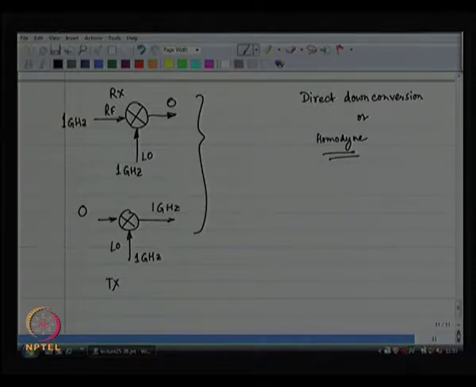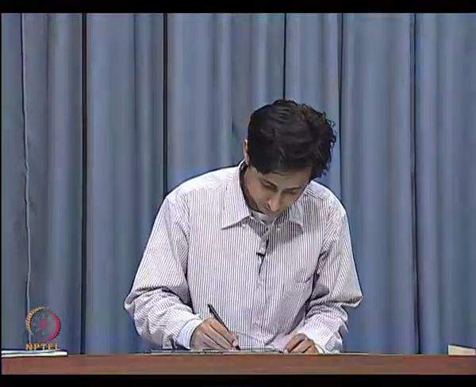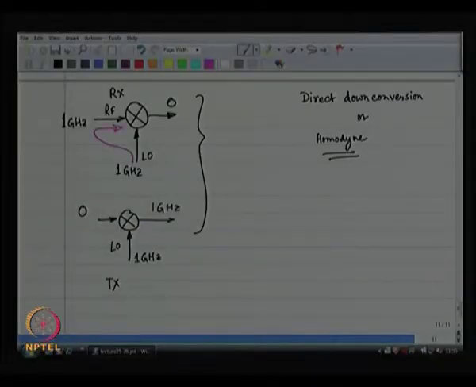Suppose the local oscillator leaks into the RF signal. What is going to happen? You are going to get an extra component at DC. So, you are going to get LO times the LO at DC.